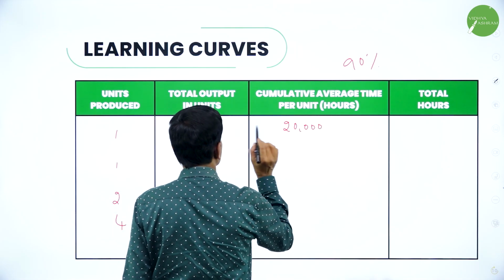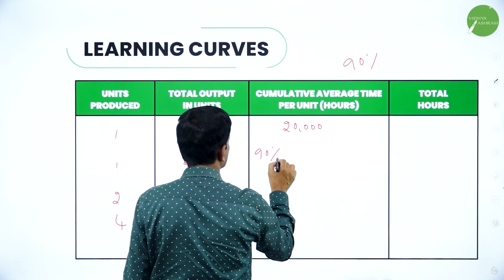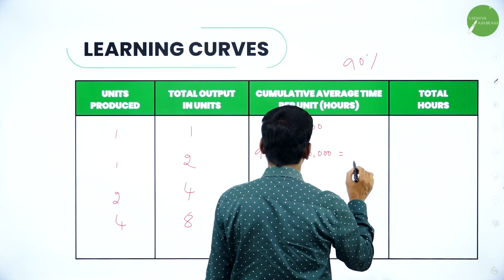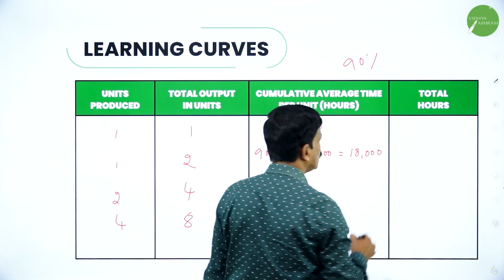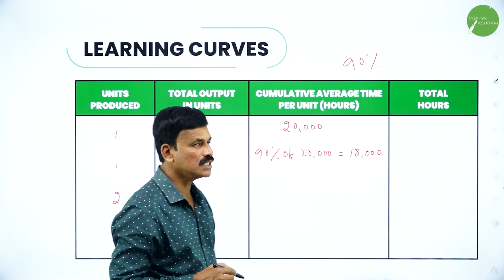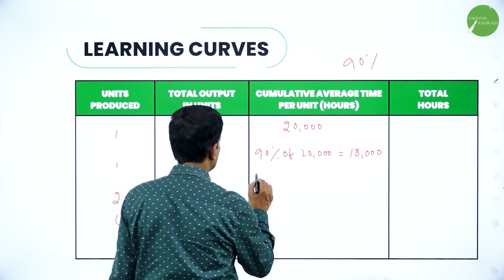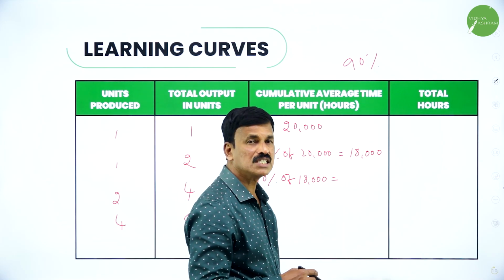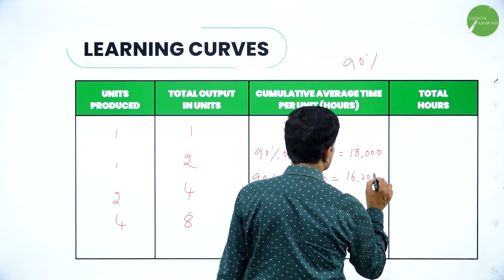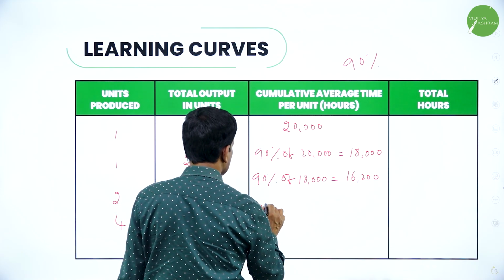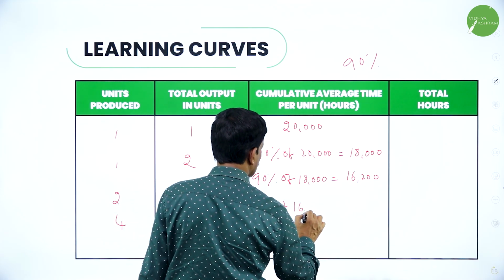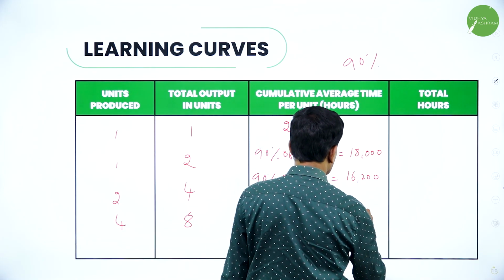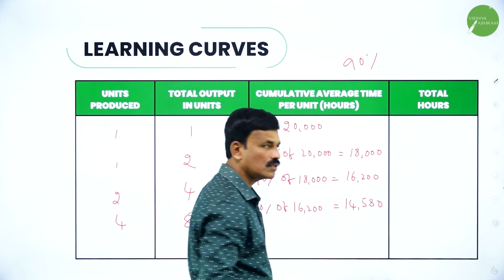Now calculate. 90% of 20,000 is 18,000. Again 90% of 18,000 is 16,200. Again 90% of 16,200 is 14,580. That's it. Now very simple.